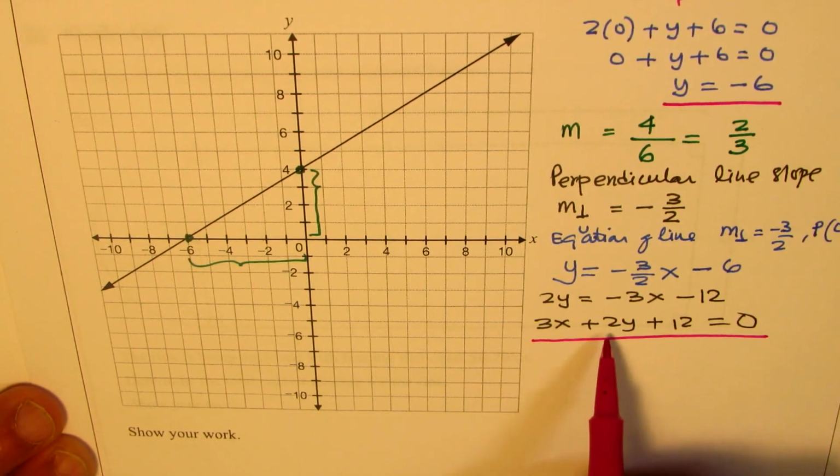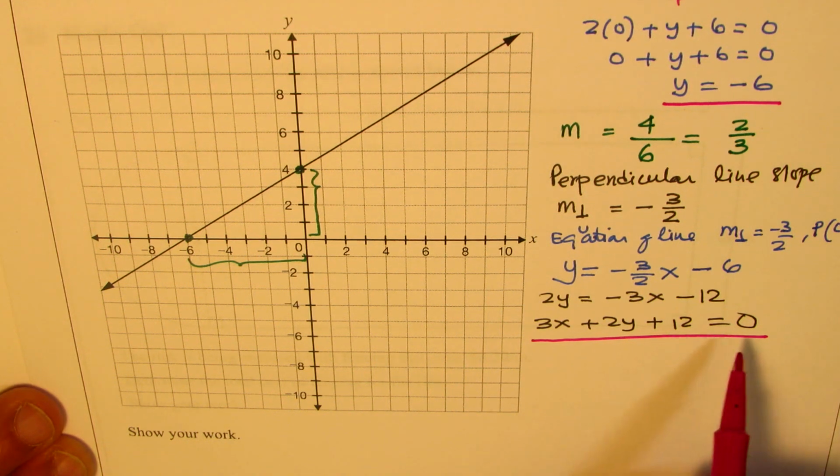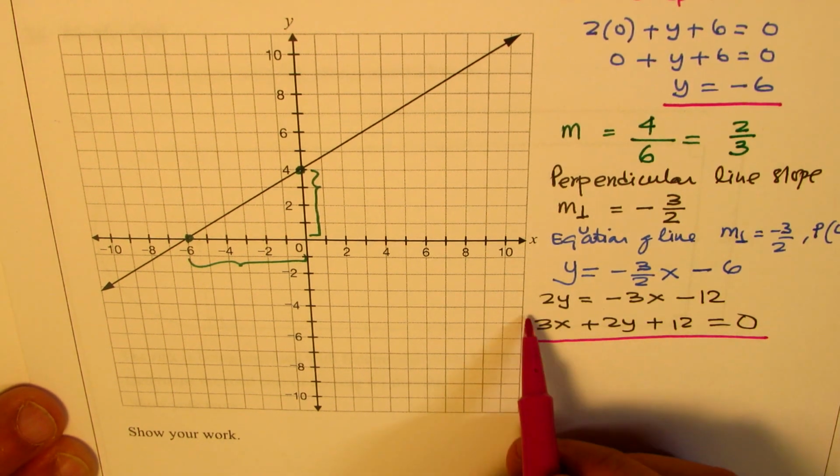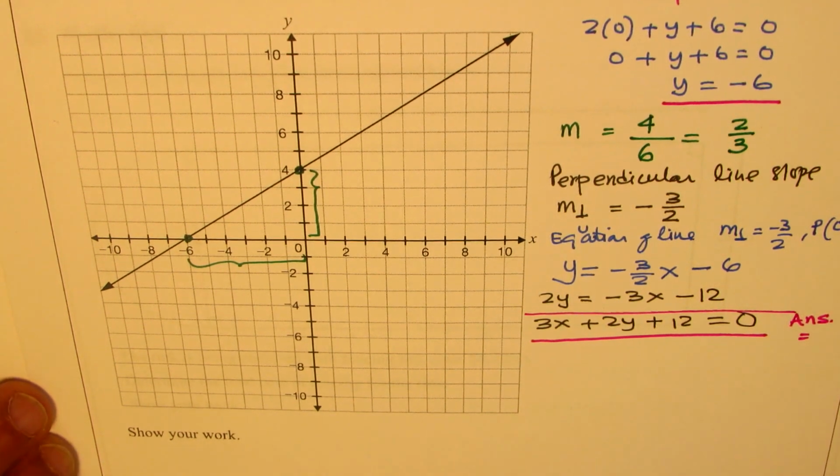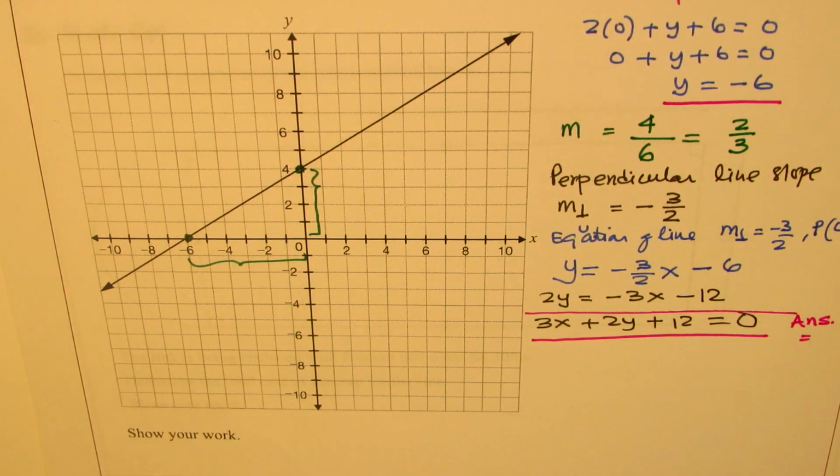You see, 3x plus 2y plus 12 equals 0 becomes the equation of the required line. So that's our answer. Is that clear? So that is how you should be solving it. I hope you find it interesting and useful.